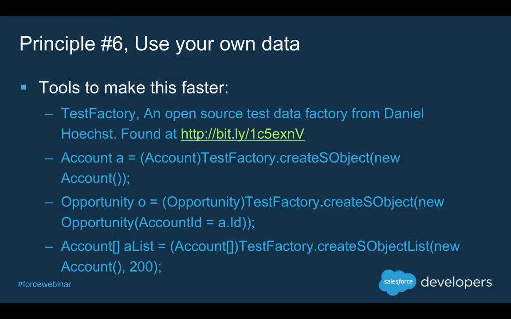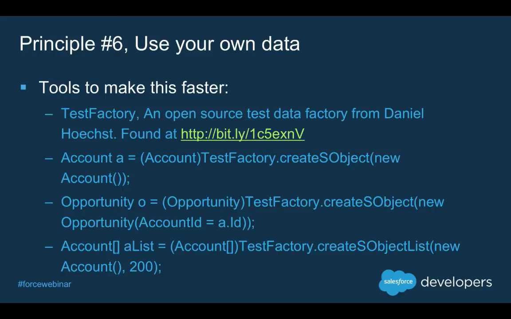and then there's one called create S object, but it also takes some parameters. If we look at the third bullet point, opportunity O, test factory create S object, you're going to tell it you want a new opportunity, but if you look there, you can pass in an account ID based off an account you created on the line above. So if you need to pass in custom data for your test to create the objects, you can do that easily here as well.